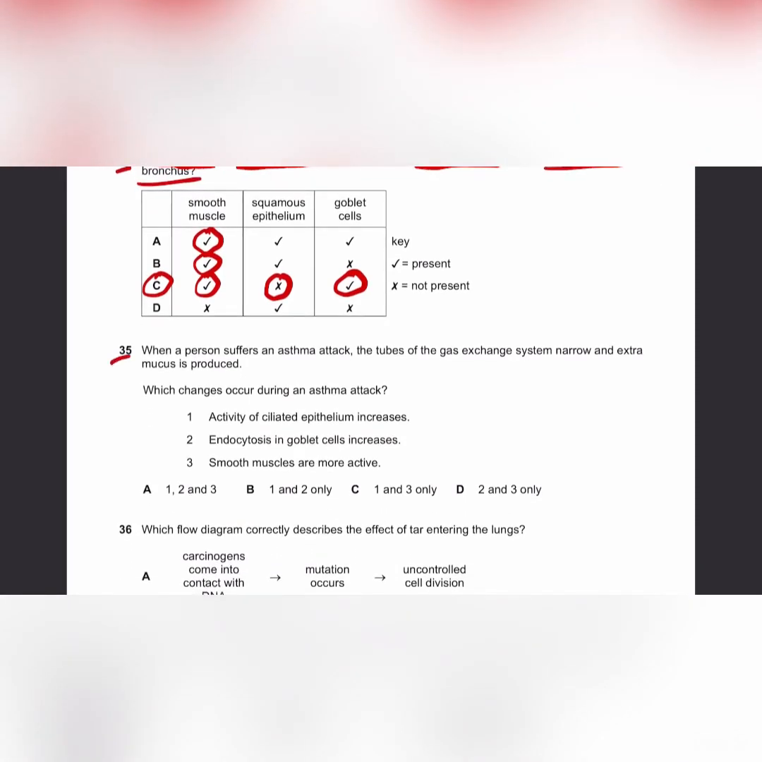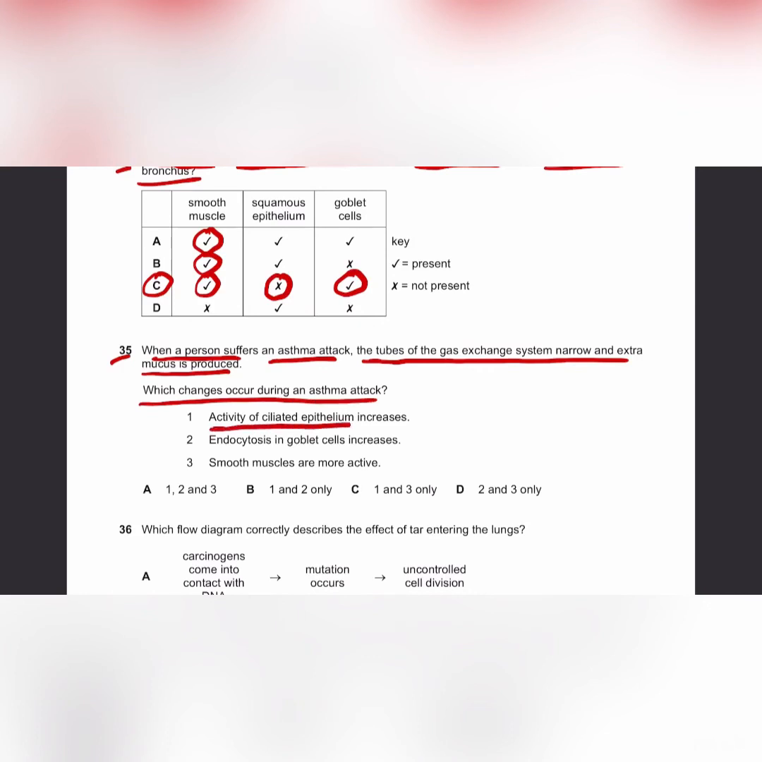MCQ number 35. When a person suffers an asthma attack, the tubes of the gas exchange system narrow and extra mucus is produced. So whenever a person suffers from an asthma attack, the tubes of the gas exchange system become narrower, which means that smooth muscles are contracting. Whenever the smooth muscles are contracting, there is bronchoconstriction, and due to bronchoconstriction, the tubes narrow down. And when the extra mucus is produced, it means that goblet cells are working more and the mucous glands are working more. Which changes occur during an asthma attack?